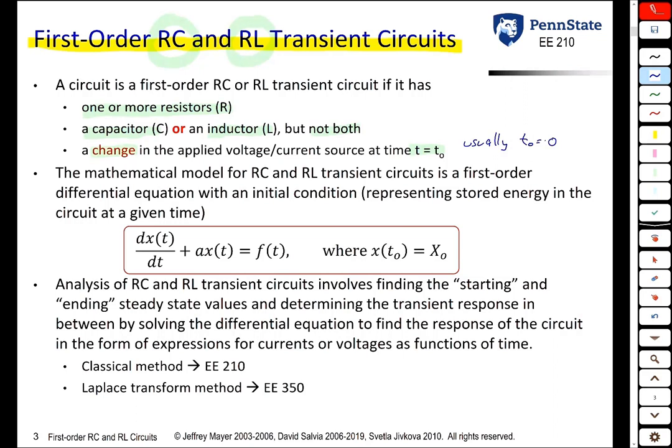What we're going to see in the next few pages is that when we analyze these first order RC or RL circuits, you're going to get first order constant coefficient differential equations of this form: x prime plus a x equals some function f of t, and this f of t is going to depend on the input signal, the sources. These differential equations are also going to have an initial condition. To solve these first-order differential equations, you have a couple different approaches. In EE210, we're going to look at a very classical method for solving them. For those of you who are going to take 350, you will learn how to use the Laplace transform to solve for them.